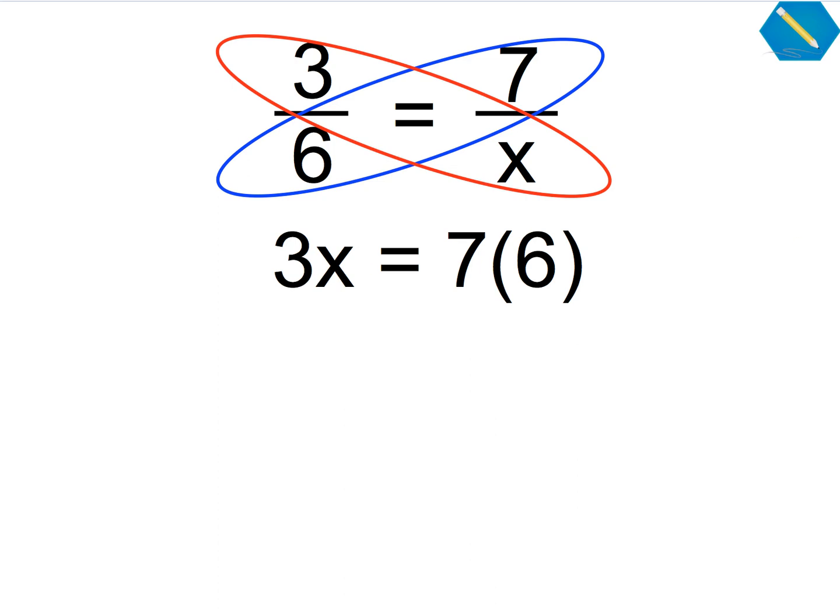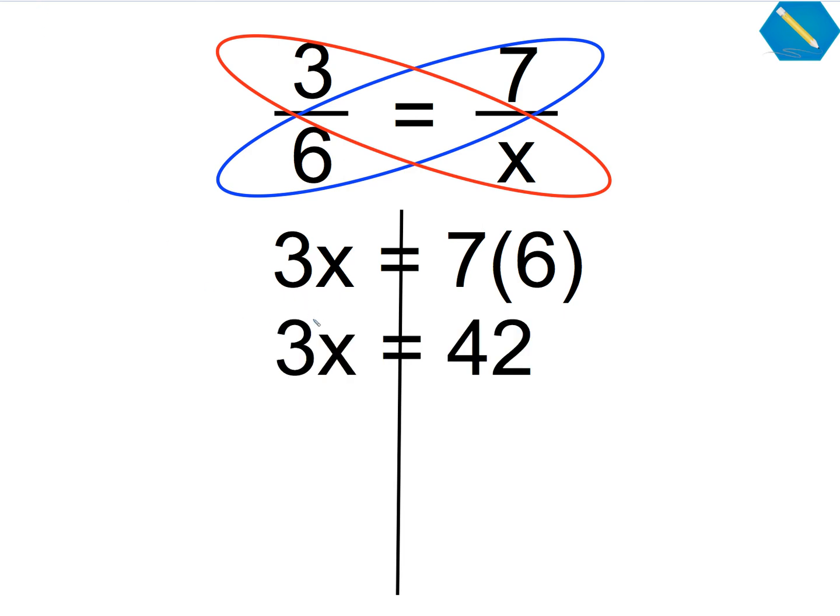We simply have a one-step equation. But first we need to simplify this part of the equation. So separate your two sides. We can simplify 7 times 6, which is 42. So I brought down the 3x. 7 times 6 is 42.